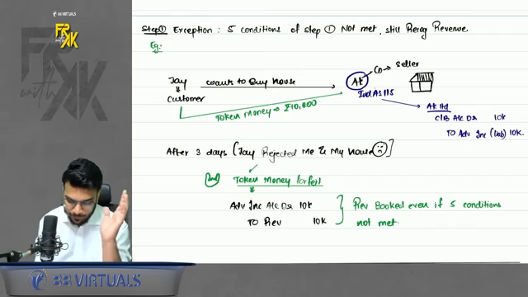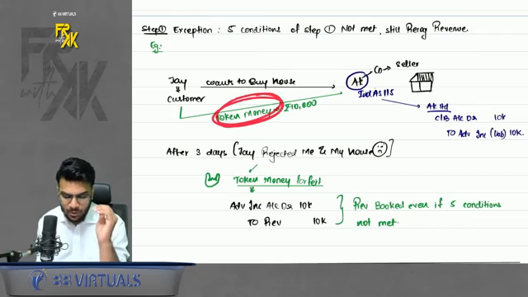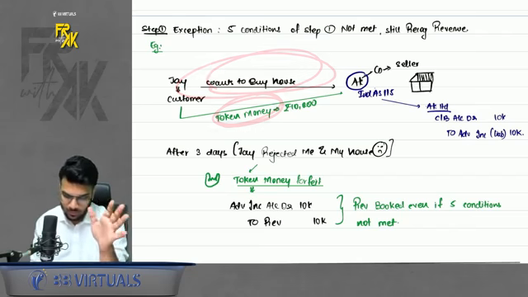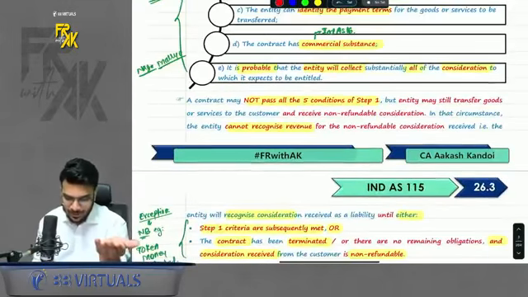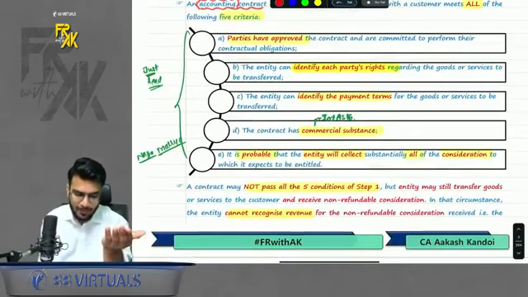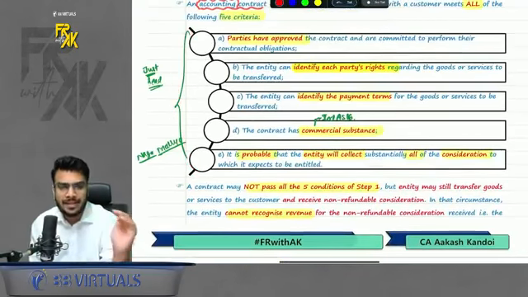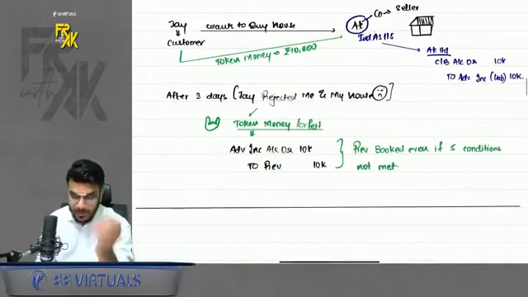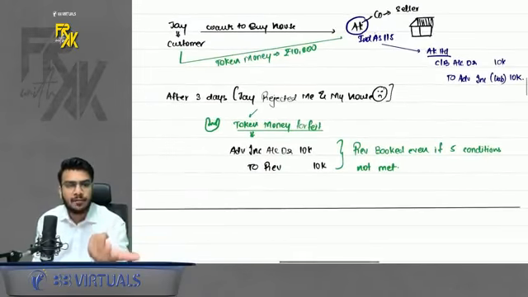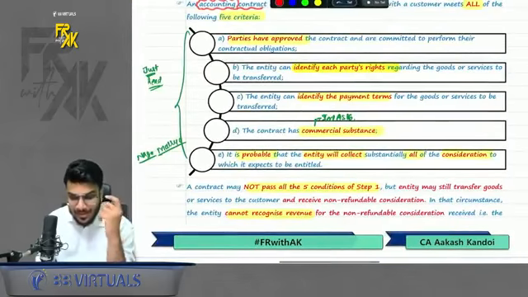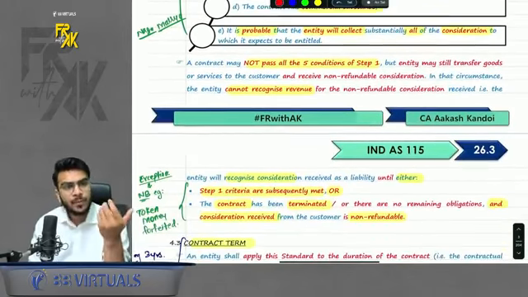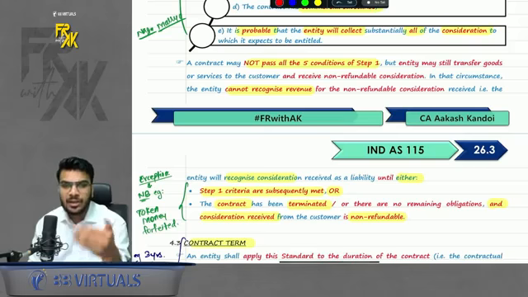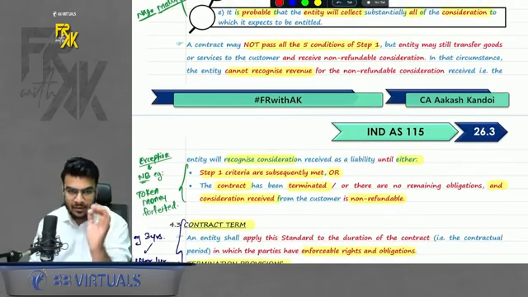Now tell me, did this transaction take place? No. So of course the 5 criteria of step 1 were not met, because it says party must have approved and everything. Here the parties did not enter into the contract, it got cancelled. Still this token money, because I forfeited it, it became a revenue for me. So this token money I will book as a revenue even if it did not meet the 5-step criteria. Why? Because I forfeited a non-refundable deposit. This is exactly what it says.